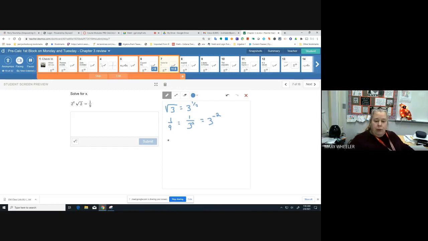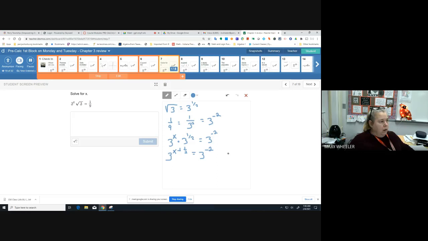So we're going to have 3 to the x times 3 to the 1/2 equals 3 to the negative 2. So now we've got all of the same base. If you are multiplying and you have the same base, you add your exponents. So 3 to the x plus 1/2 equals 3 to the negative 2.